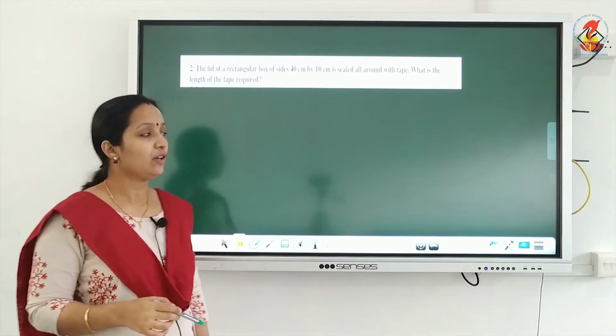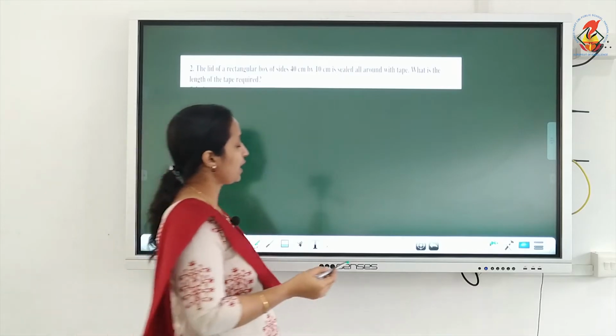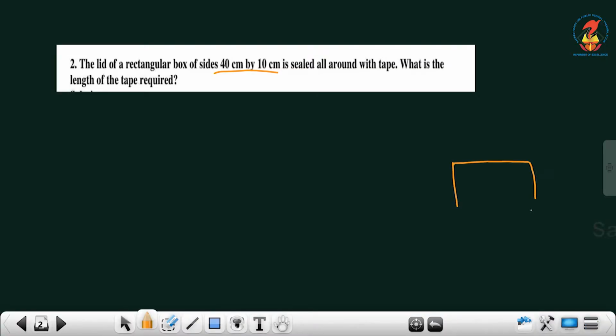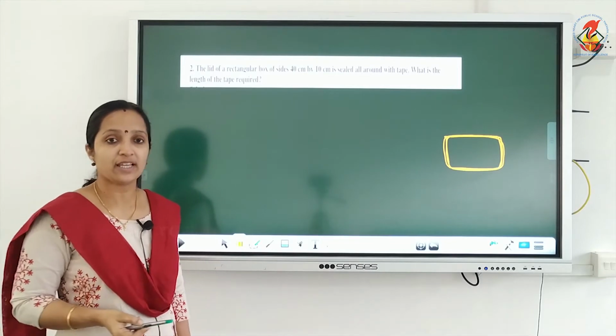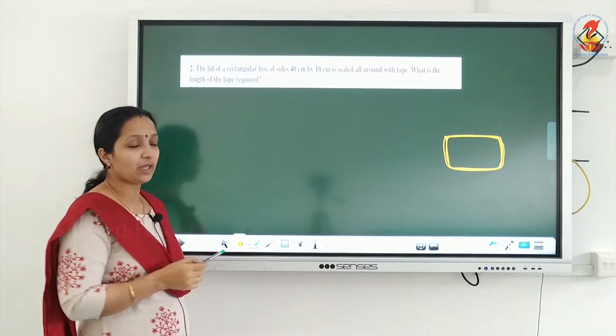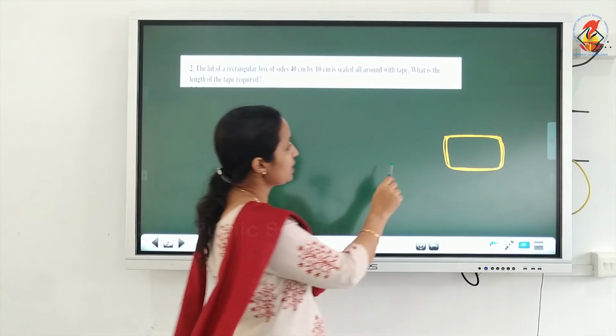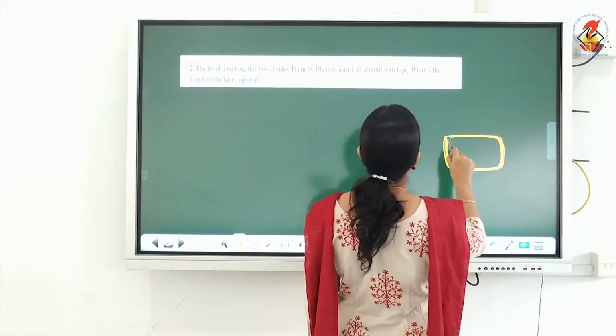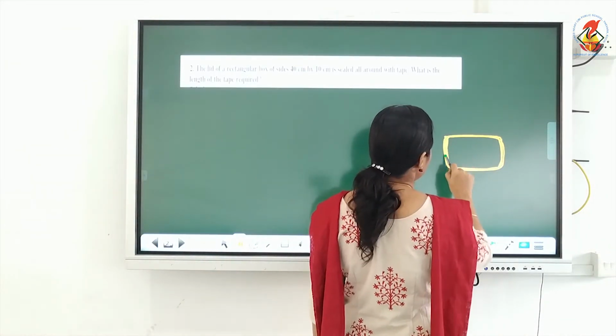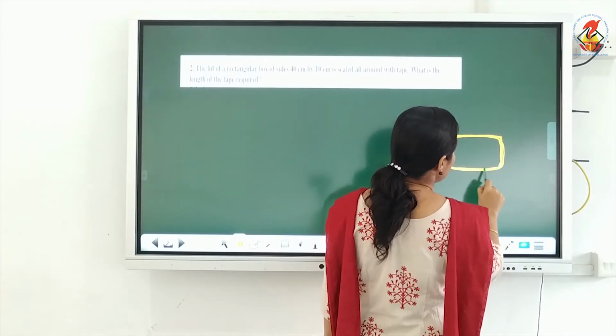So, what is the meaning of the question? The lid of a rectangular box. Suppose this is the lid of the rectangular box and we want to cover this lid using a tape. So, we have to find how much tape is required to cover this lid. What you can say, children, is that the length of the tape required will be the perimeter of this lid.